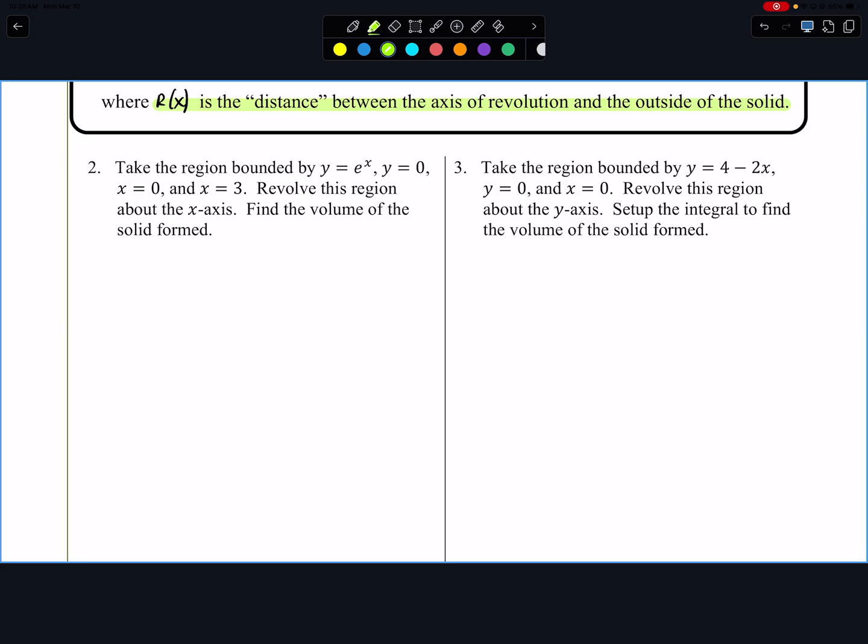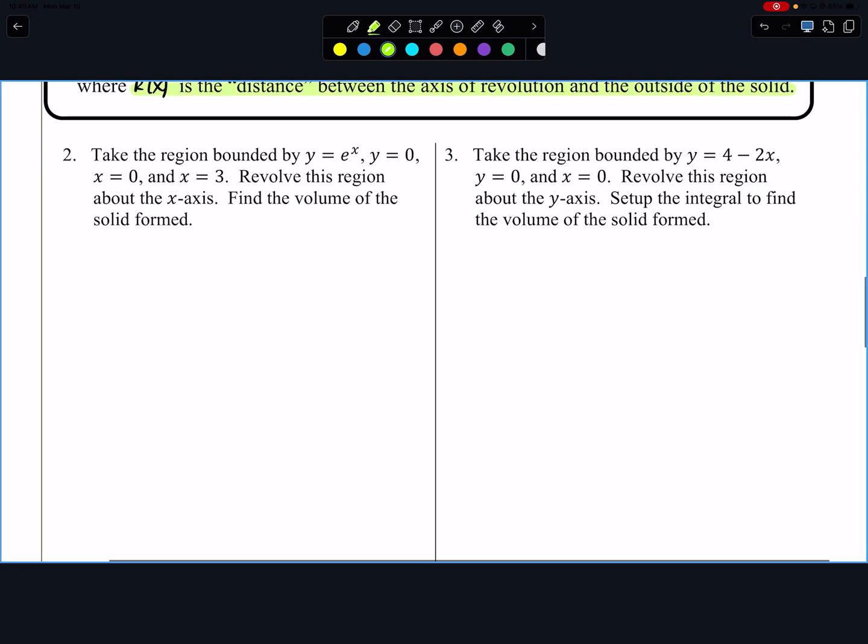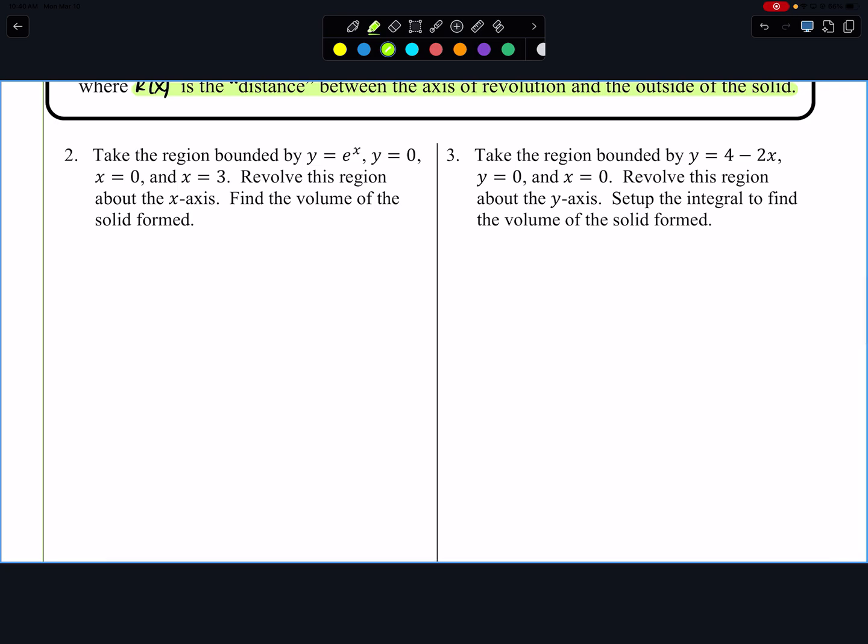Yeah. All right, so a couple examples. Take the region bounded by y is equal to e to the x, y is equal to 0, x is equal to 0, and x is equal to 3. Revolve this region about the x-axis, so that's important. Find the volume of the solid formed.